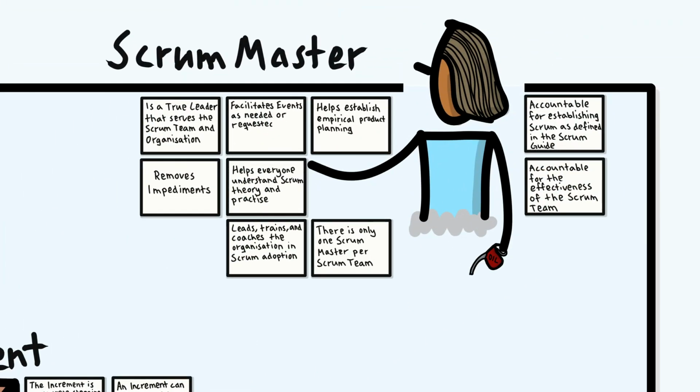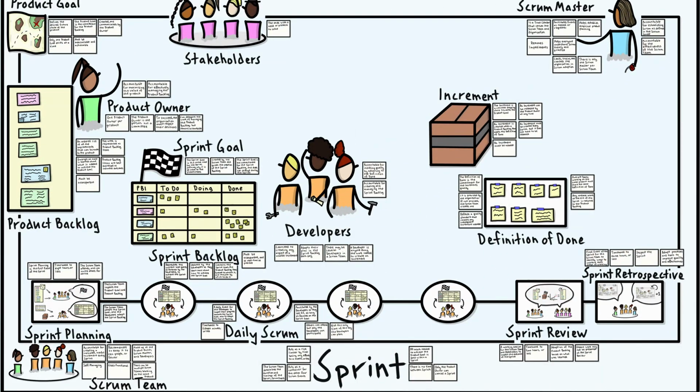Last but not least, we have the Scrum Master. The Scrum Master is accountable for establishing Scrum as defined in the Scrum Guide, and for the effectiveness of the Scrum team. There is only one Scrum Master per Scrum team, and they are a true leader that serves both the Scrum team and the organization by, for example, facilitating events as needed or requested, helping everyone to understand Scrum theory and practice, helping establish empirical product planning, leading, training, and coaching the organization in Scrum adoption, and the removal of impediments, that is, problems the Scrum team cannot resolve themselves. So that's the 3 accountabilities covered.